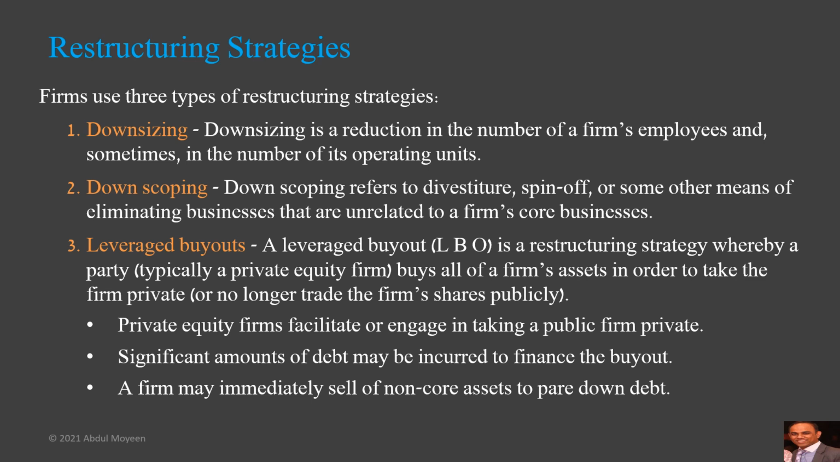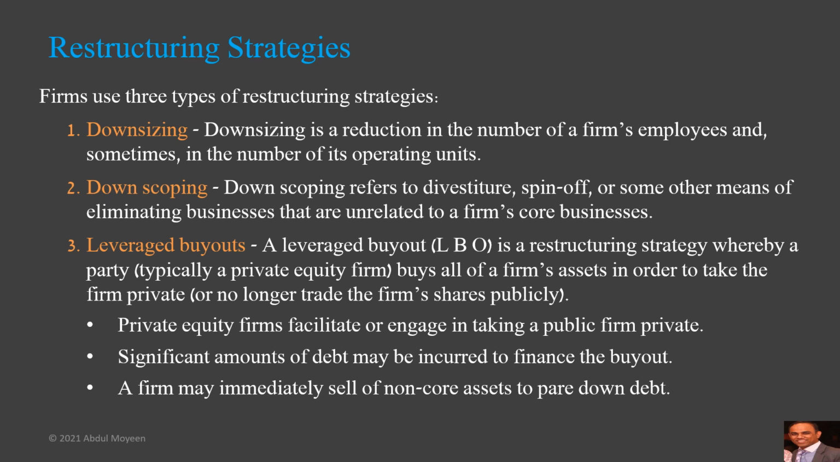Downscoping refers to divestiture, spin-off, or some other means of eliminating businesses that are unrelated to a firm's core business. And a leveraged buyout happens when a party buys all the assets of a business and then finances it largely with debt and takes the firm private. That means they no longer trade the firm's shares publicly.